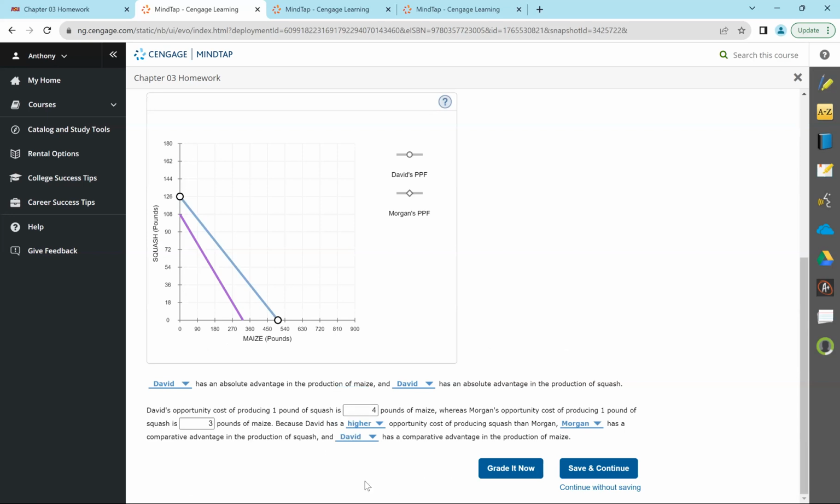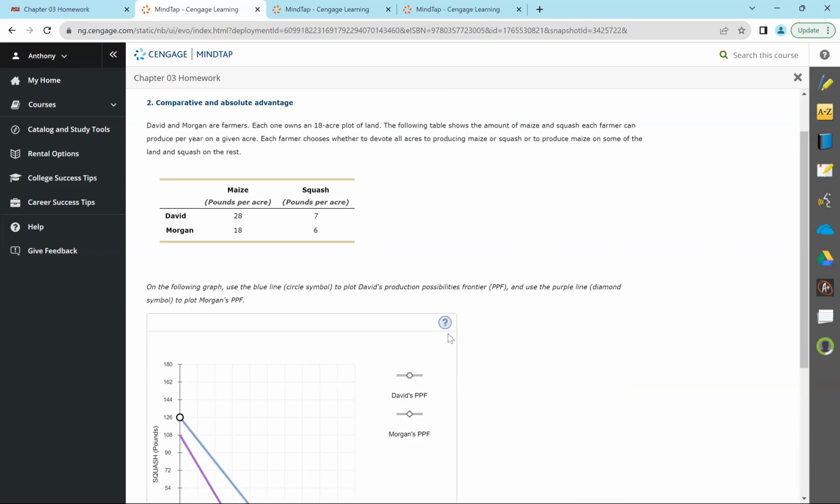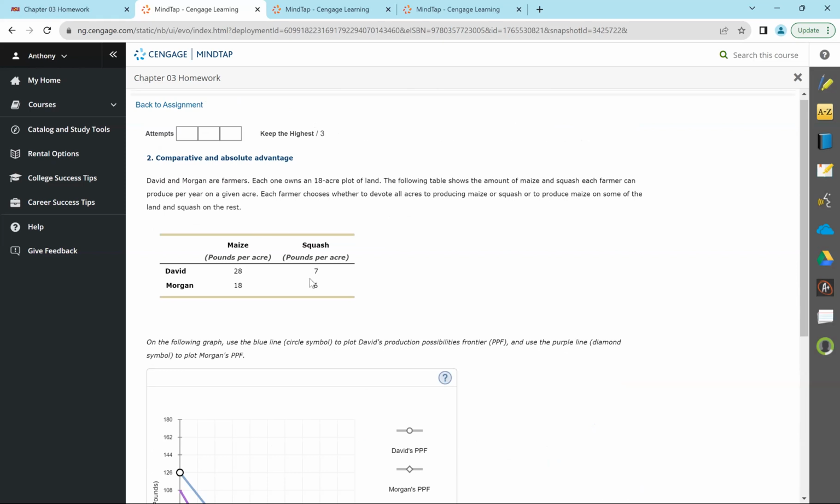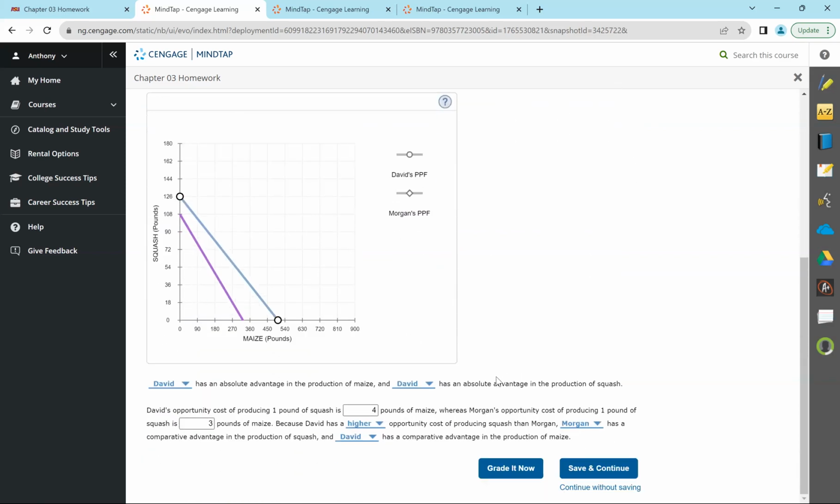Okay. So Morgan has a comparative advantage in squash because you're trying to say who should produce what, and the answer is always that one produces one and the other produces the other. They never produce the same thing. The reason David wants to make maize is because it's higher comparatively, 1 to 4 versus 1 to 3. That's why he wants to make maize, which means the other guy's making squash. Is the short of it.